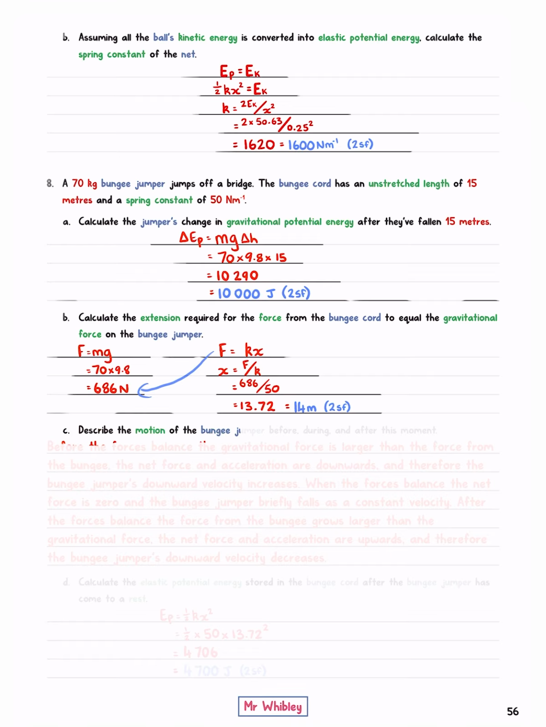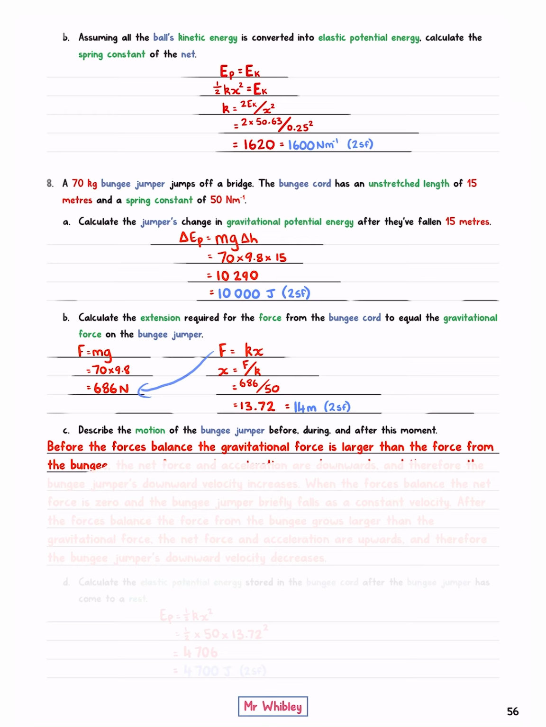Describe the motion of the bungee jumper before, during, and after this moment. Before the force is balanced, the gravitational force is larger than the force from the bungee. The net force and acceleration are downwards, and therefore the bungee jumper's downwards velocity increases.